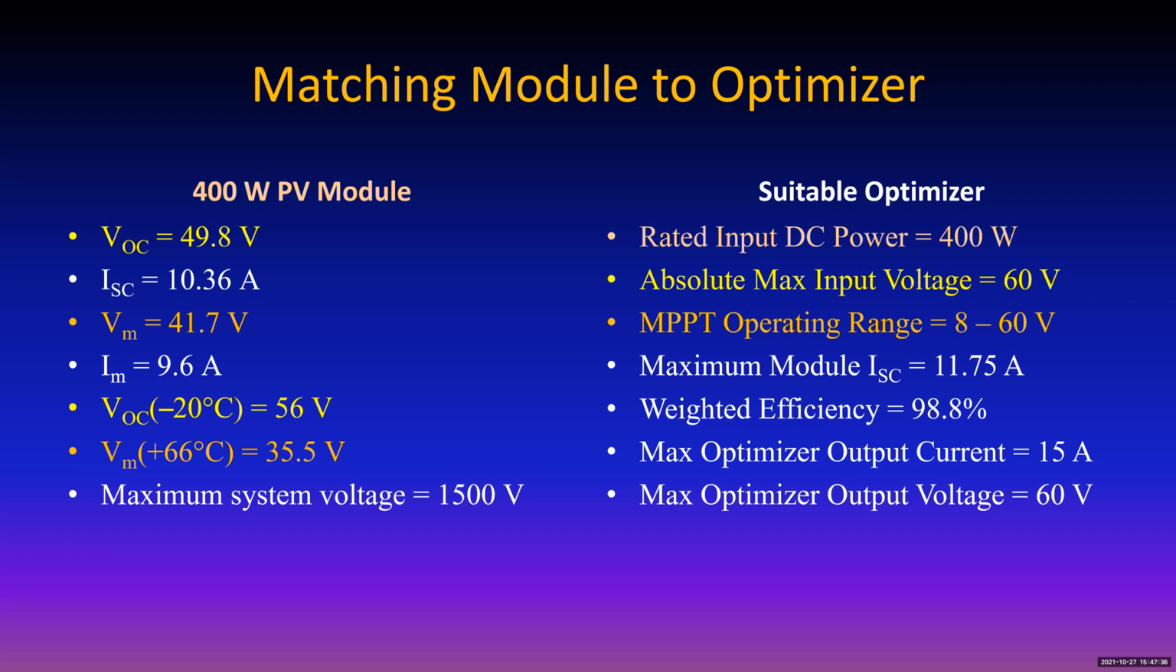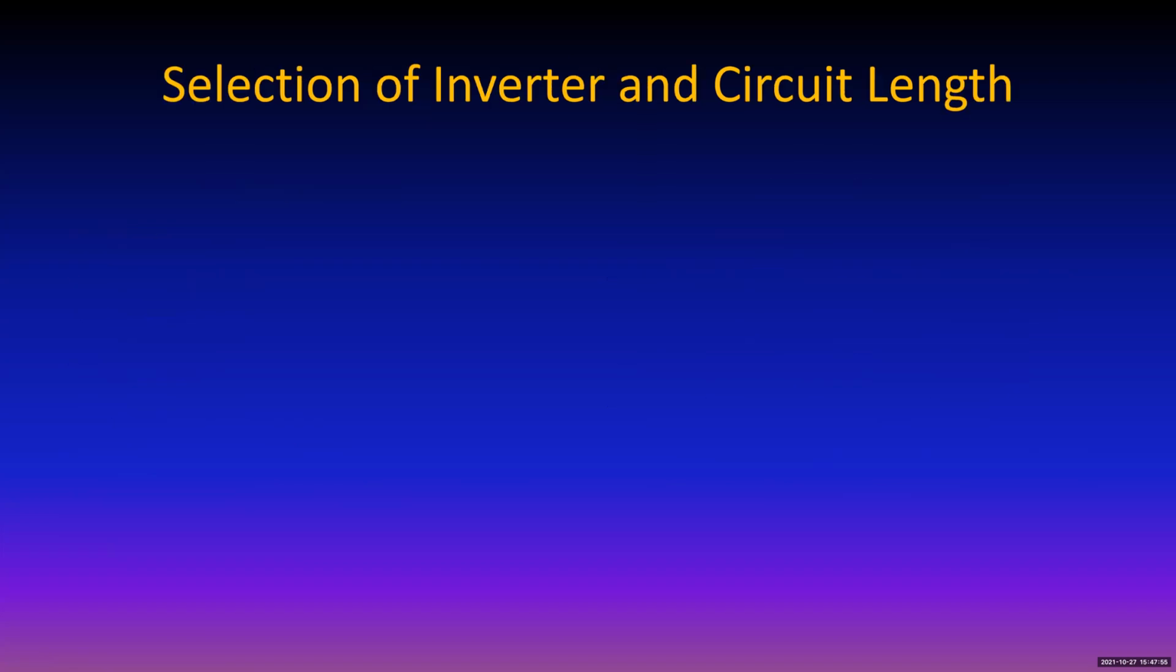Then the optimizer just connects in, and you match the array to the modules such that you don't have more than 155% of the inverter rating in your array. And as long as you match these, you're good to go. So what about inverters and circuit lengths?